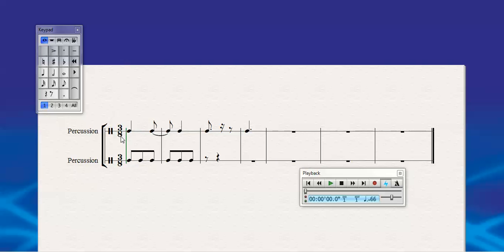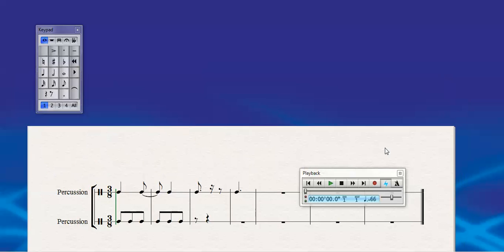Be careful with your time signatures and be careful with your counting. And always remember, just because you have a rest doesn't mean your brain turns off. You got to keep counting through them. Otherwise, you'll get lost. Okay.